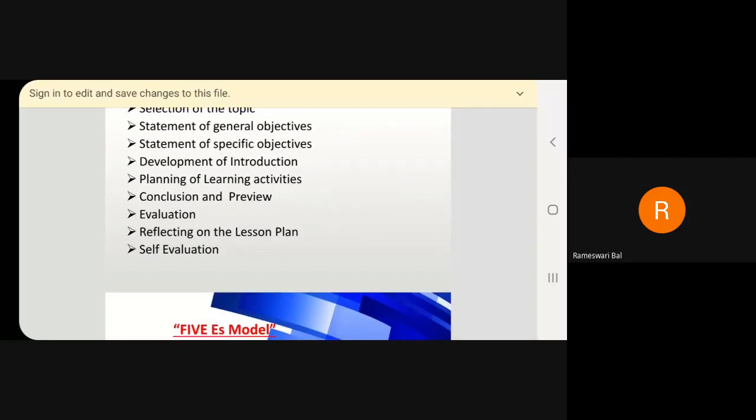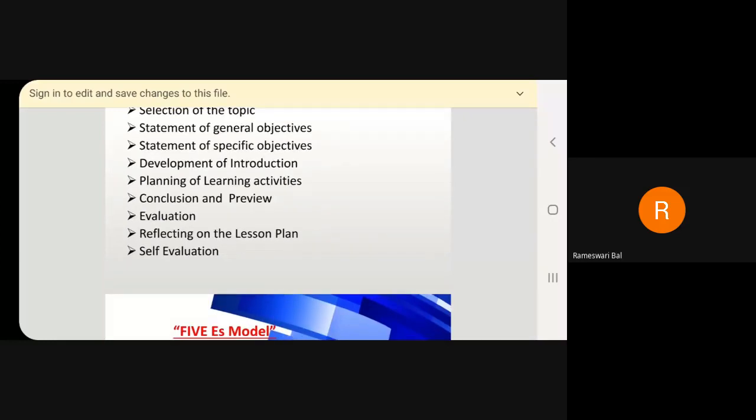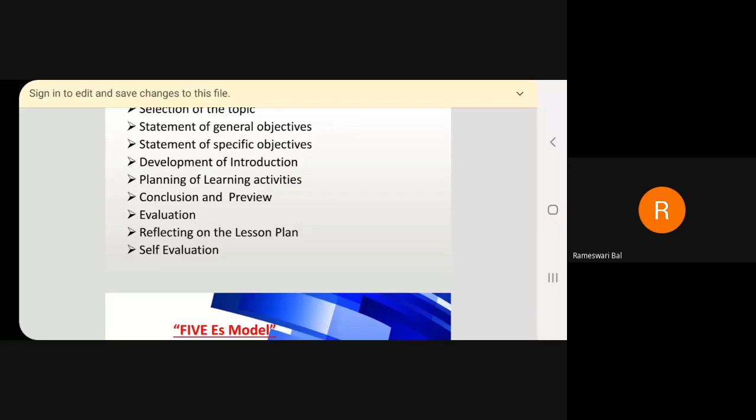So we have to give more concentration on introducing a lesson. And if introduction has been done properly, definitely presentation will be followed appropriately. So as a teacher, we should also have mastery over the skill of introducing a lesson. How will I introduce my lesson? So again the question arises, why do we introduce our lesson?